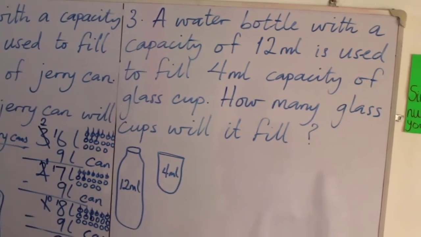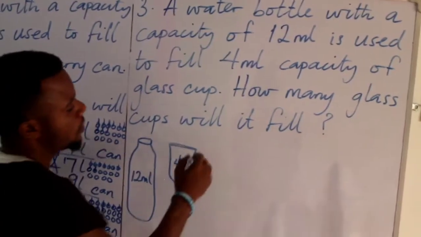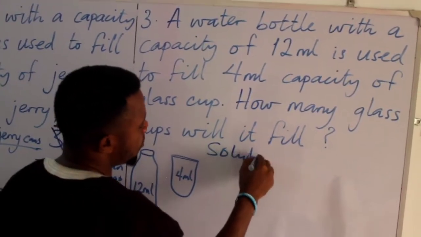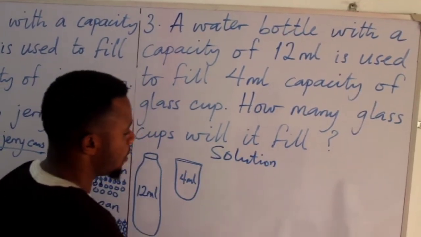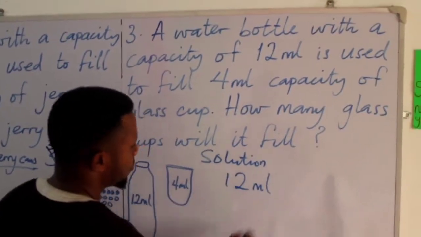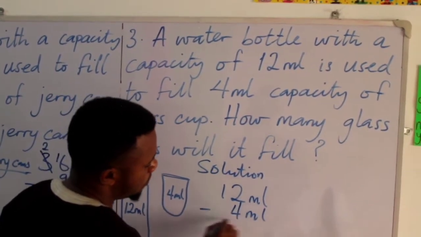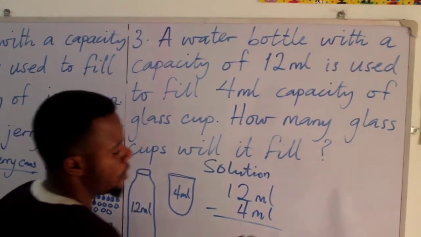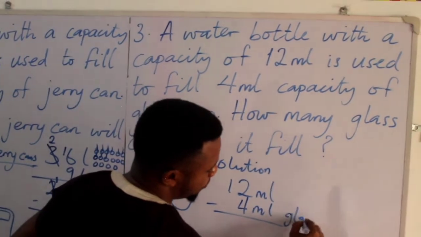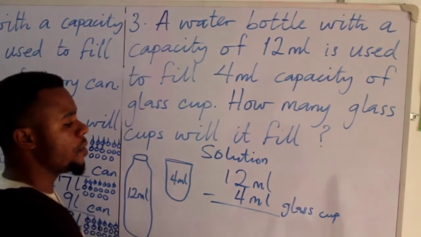Now, remember we are taking from the bigger to the smaller, so we have to what? Subtract. So let's do this now. We have 12 milliliter minus 4 milliliter. These are what? Glass cup. Now remember we say what?